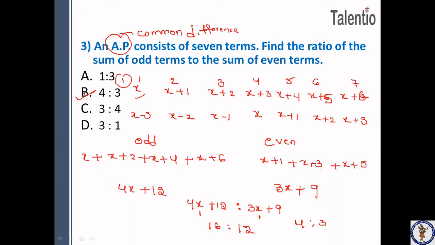The x value can be 2. Then also you get the ratio as 4 is to 3. The x value can be 3. Then also you get the ratio as 4 is to 3. Okay. So what is the answer? 16 is to 12, which is equal to 4 is to 3.